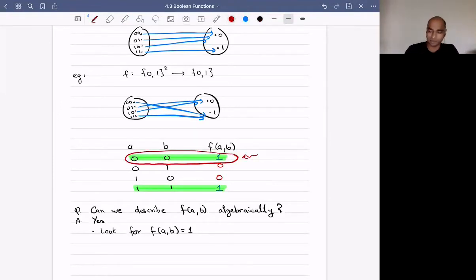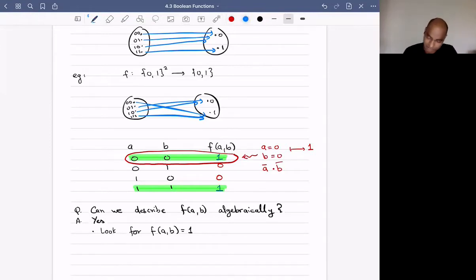So here I want A equals 0, B equals 0 to give me 1. To go from 0 to 1, I can do the complement. So I'll take the complement of A and I'll take the complement of B and multiply them together. So that is the term I get by looking at this row.